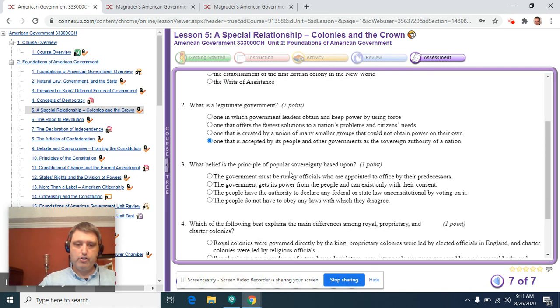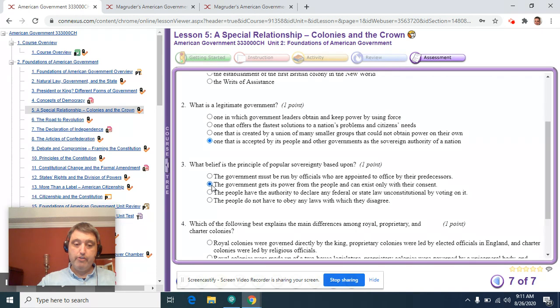Okay, there's another good term here, popular sovereignty, and we'll talk a little more about this as we go through the unit. But what belief is the principle of popular sovereignty based on? Okay, government must be run by officials who are appointed to office by their predecessors. Government gets its power from the people who can only exist with their consent. The people have the authority to declare any federal or state law unconstitutional by voting on it. The people do not have to obey any laws with which they disagree.